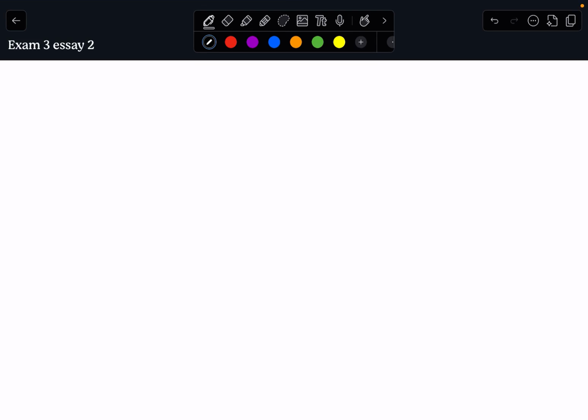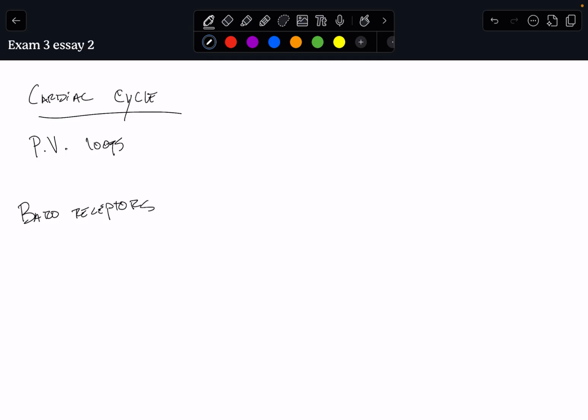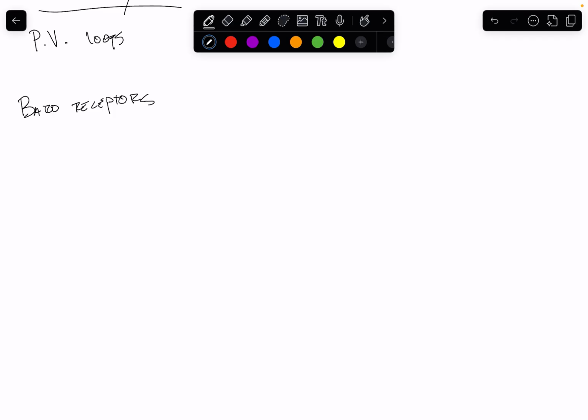Alrighty, today we are going to be talking about the cardiac cycle. We are going to be talking about pressure volume loops, afterload, preload. We're going to talk about the baroreceptor reflex and how that affects heart contractility and how it affects blood pressure.